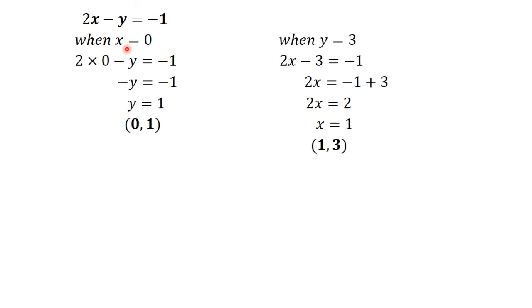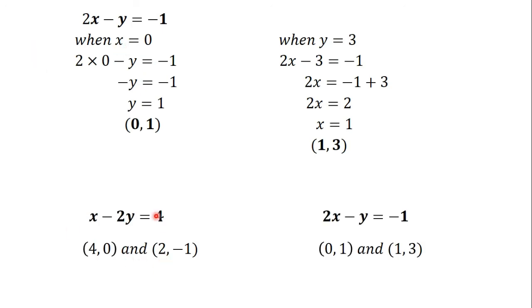In the previous one, we found 2 points that fall on the line. We said we need at least 2 points. In this one too, we have found 2 points that fall on the line. So we can say that for the first equation, which is x minus 2y is equal to 4, the 2 points are (4, 0) and (2, -1). And for the second equation, which is 2x minus y is equal to -1, the 2 points are (0, 1) and (1, 3).